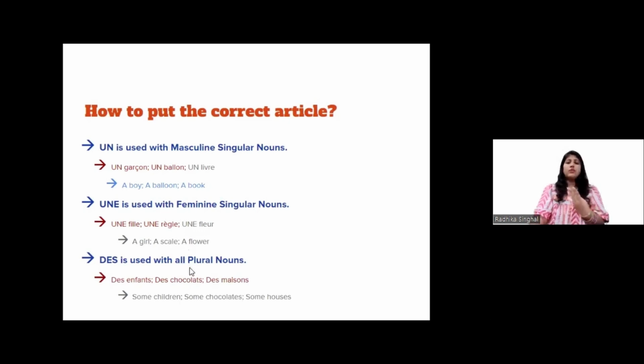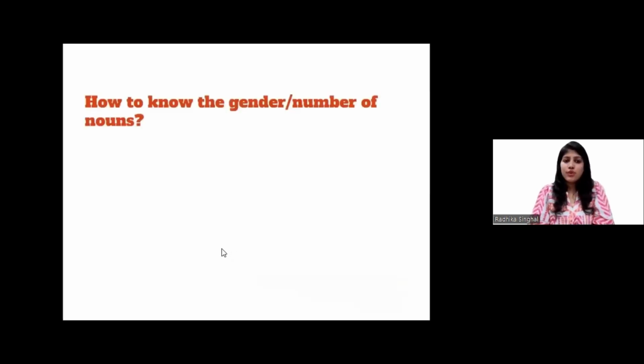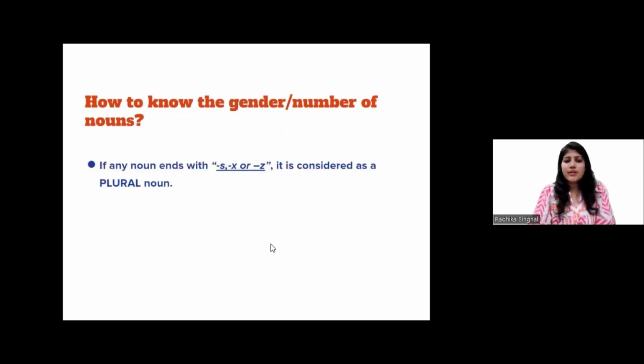So all these 3 rules you have to remember by heart so that you put the correct article with the correct noun. But the problem is, how do you know what is the gender and number of the noun? How do you look at a noun in French and know that, oh, this is masculine singular, this is feminine singular, or this one's plural? So let's learn some rules to identify that.